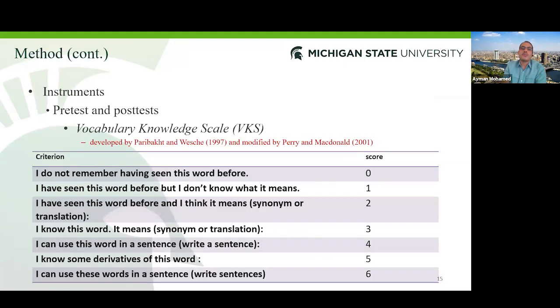Okay, so to test their vocabulary knowledge of the target words, we used the vocabulary knowledge scale that ranges from 0 to 6. From level 1, I don't remember having seen this word before, to a level 6, where I can use the word in a sentence. And so this test was used to filter out the target words that we intended to use in the experimental task.